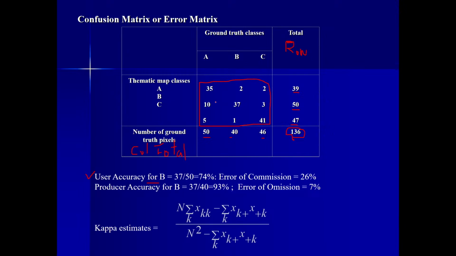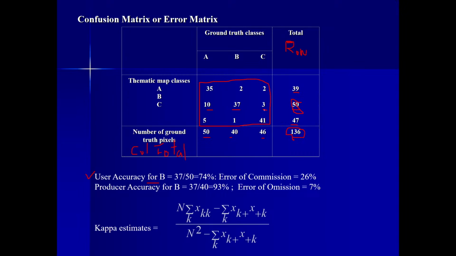Here if you see the interpretation, total samples which have been used on the classified map is 50. And if you see the distribution of these 50 samples, 10 have gone to class A, 37 have been correctly identified for class B, and 3 have gone to class C.